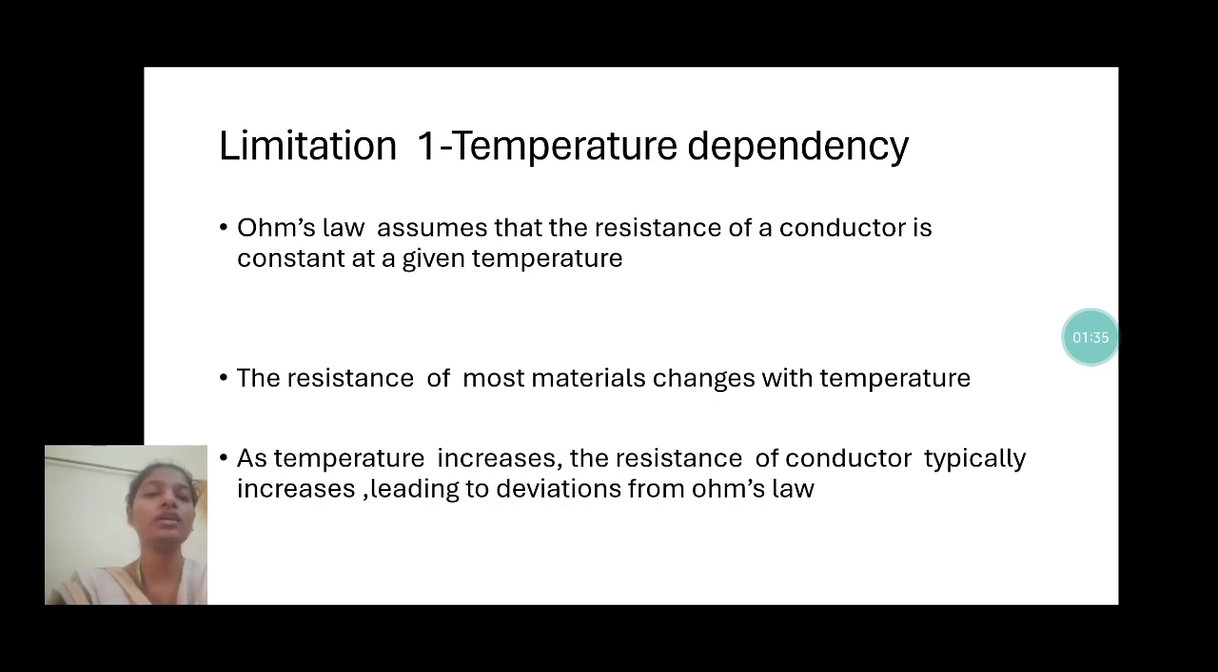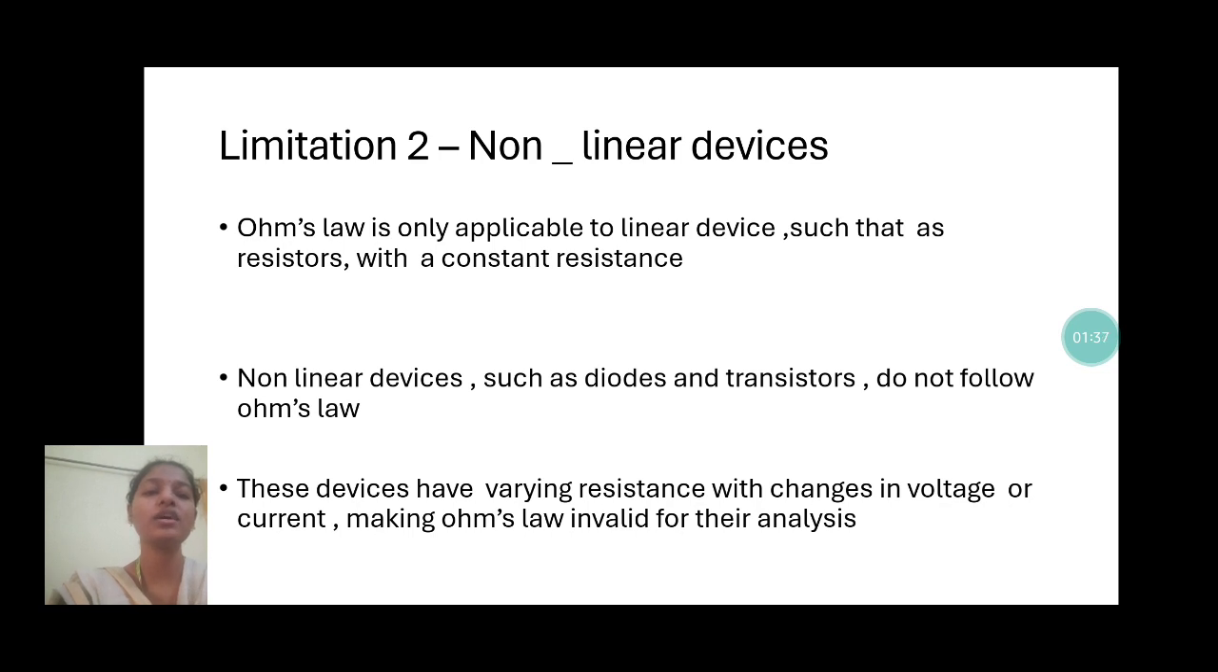The second limitation of Ohm's law is nonlinear devices. Ohm's law is only applicable to linear devices such as resistors with a constant resistance. Nonlinear devices such as diodes and transistors do not follow Ohm's law. These devices have varying resistance with change in voltage or current, making Ohm's law invalid for their analysis.